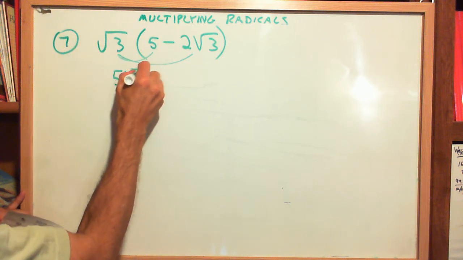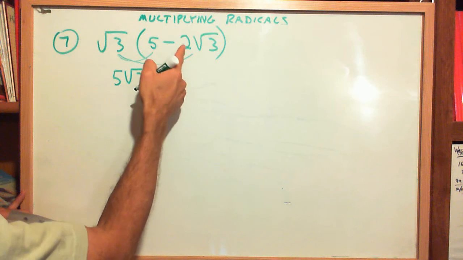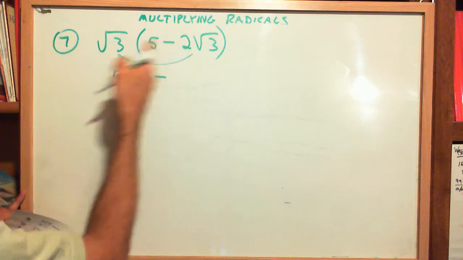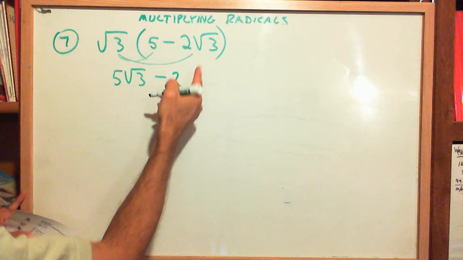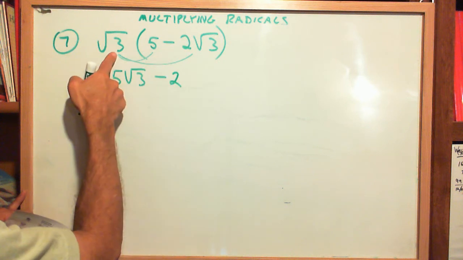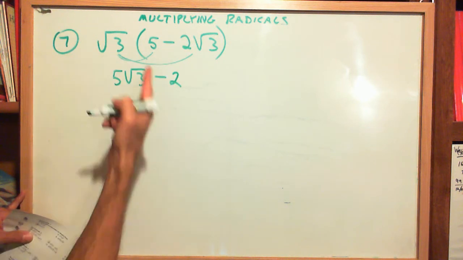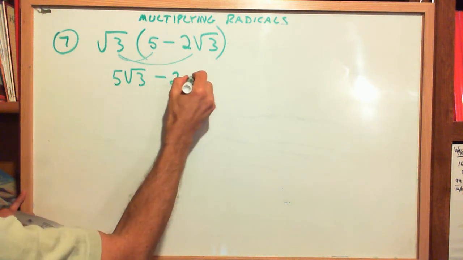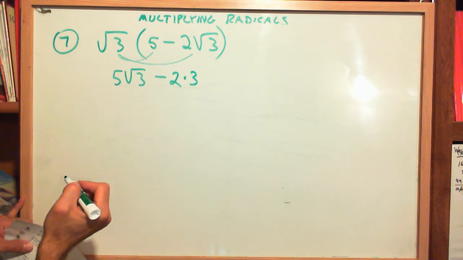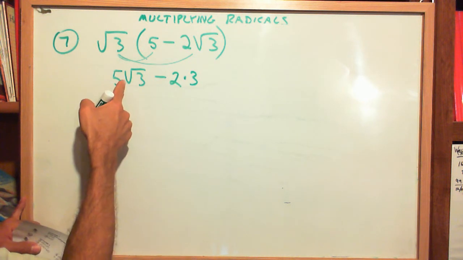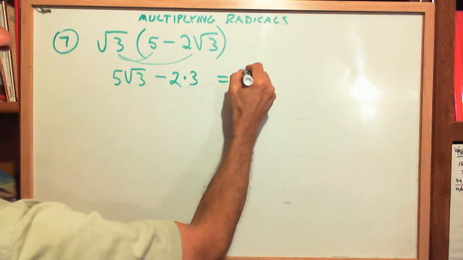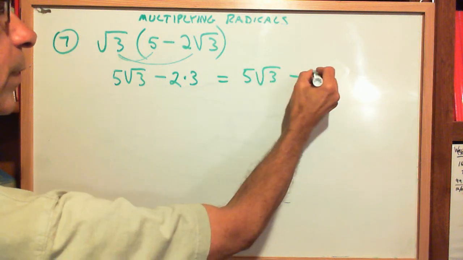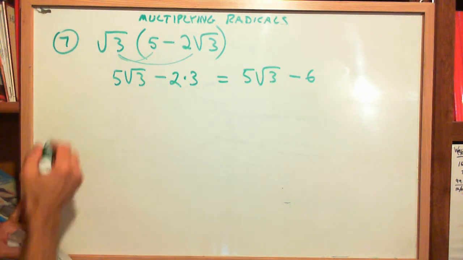So that's what I'm going to do. 5 square root of 3 minus 2 is on the outside, but this is on the inside. So I'm going to have to just leave my 2 there. Square root of 3 times the square root of 3 is 3. So I say times 3. Look at that. So my final answer is 5 square root of 3 minus 6. That's my answer.